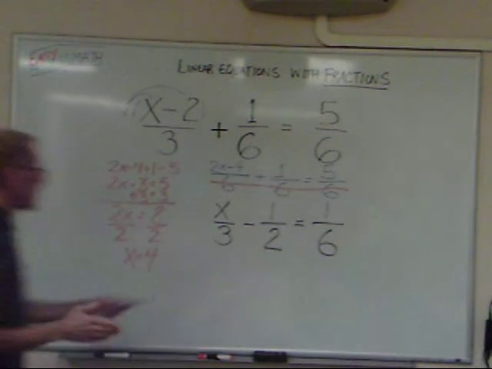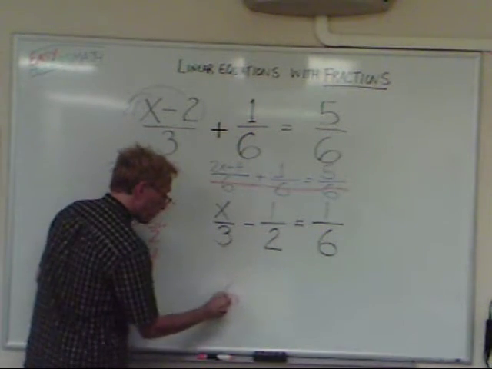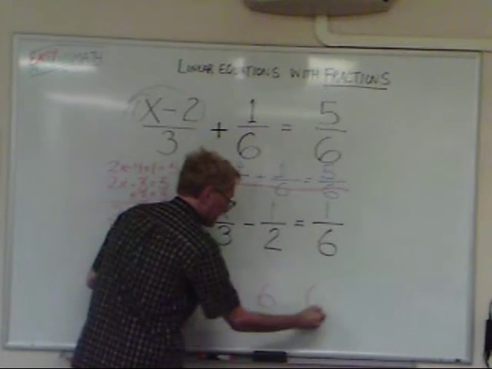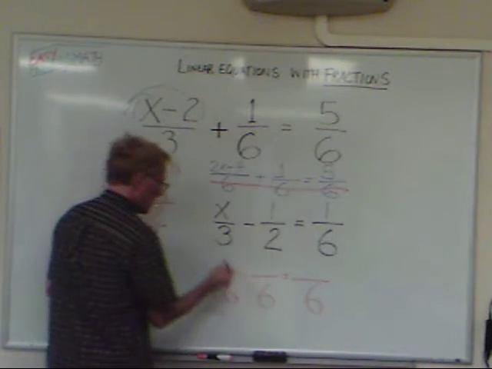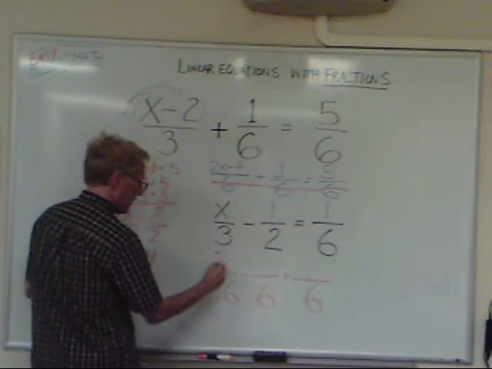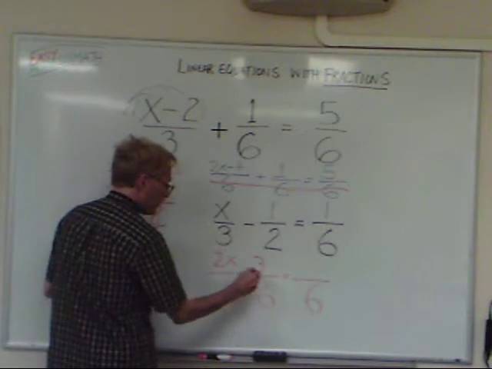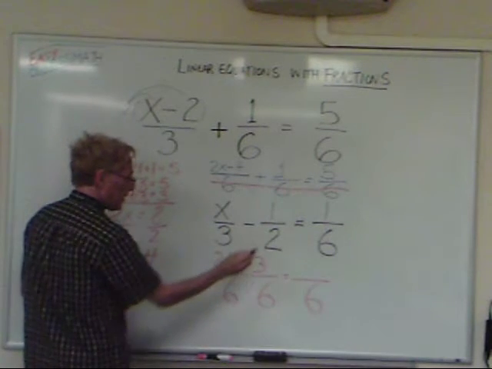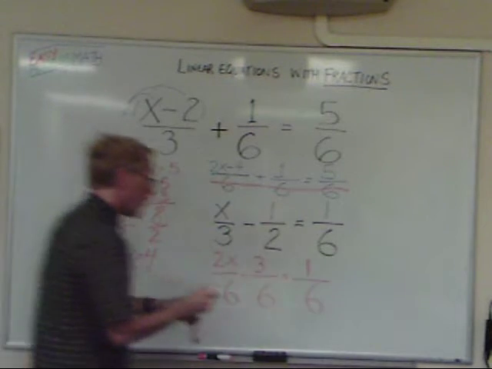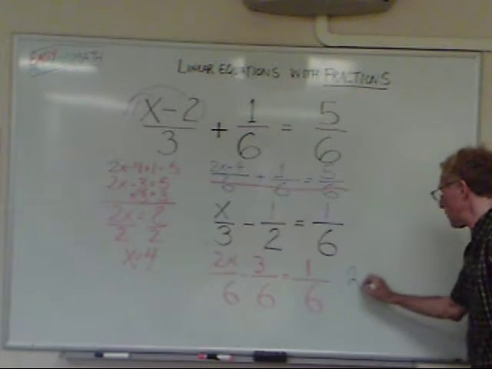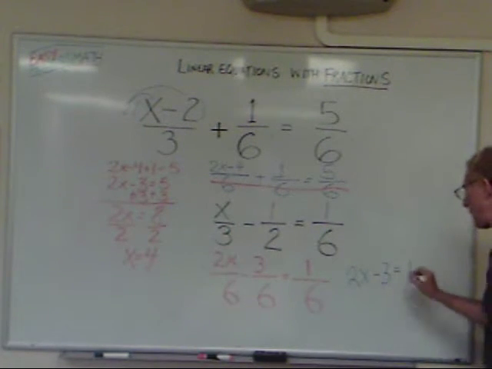Okay, let's take a look at this now. My common denominator, again, across 3, 2, and 6 is 6. 3 goes into 6 twice. 2 times x is 2x. 2 goes into 6 3 times. 3 times 1 is 3. And 6 goes into 6 one time. 1 times 1 is 1. So I'm left with 2x minus 3 equals 1.